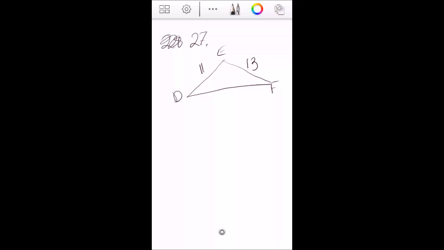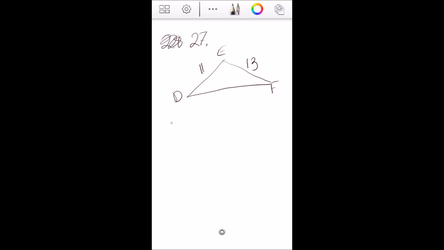Alright, so let's take a look at this next problem. 27. We've got triangle DEF, and we have this side equal to 11, and this side equal to 13. And we don't quite know what's down here at DF. And the question says, what is the classification of the triangle? Is it acute, right, obtuse, or not enough information?